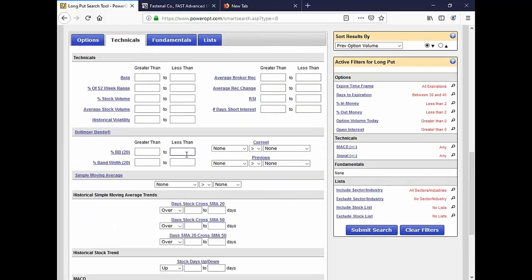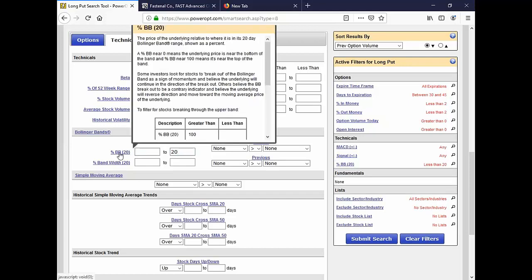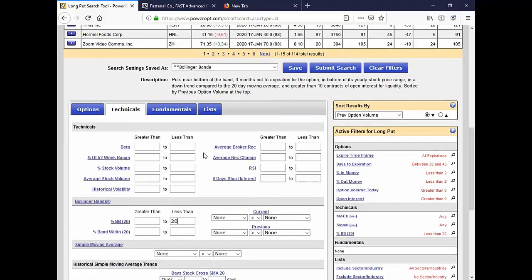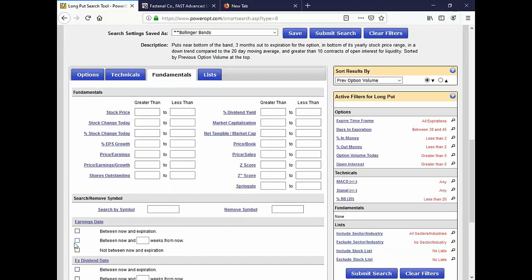Into the technicals, I want it to be at the lower range, let's say less than 20%, blank to 20 of the percent BB20. I'll show what that means in just a second, and the bandwidth also. There's a pop-up for all the filters in PowerOptions, but I'll show what that means in a second. And fundamentals, earnings date between now and -1.